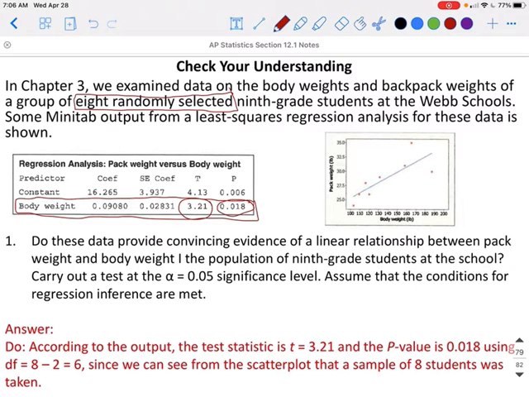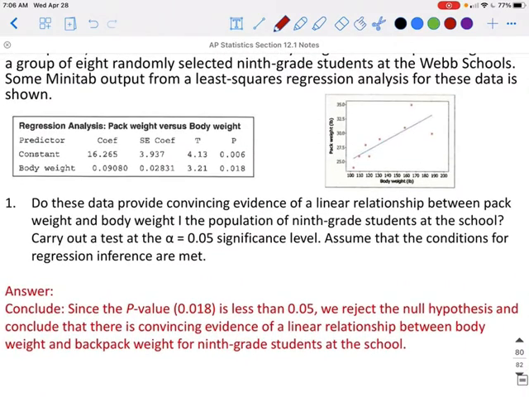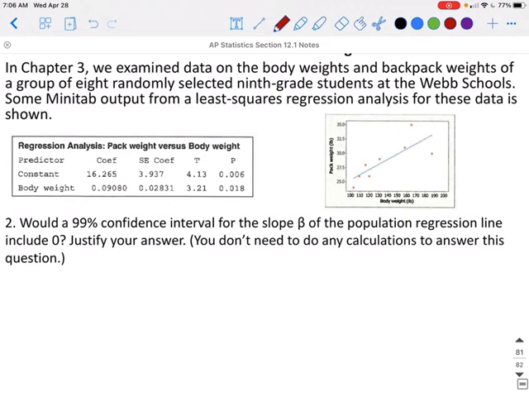The last thing we're going to do is draw our conclusions based on that p-value. Since our p-value of 0.018 is less than our alpha of 0.05, we're going to reject the null hypothesis and conclude that there is convincing evidence of a linear relationship between body weight and backpack weight for 9th grade students at the school. Would a 99% confidence interval for the slope beta of this population regression line include 0? Justify your answer.